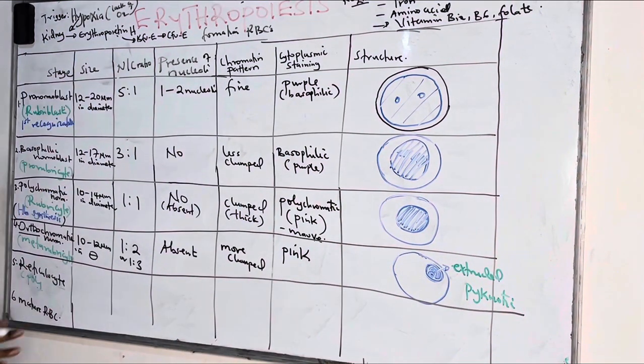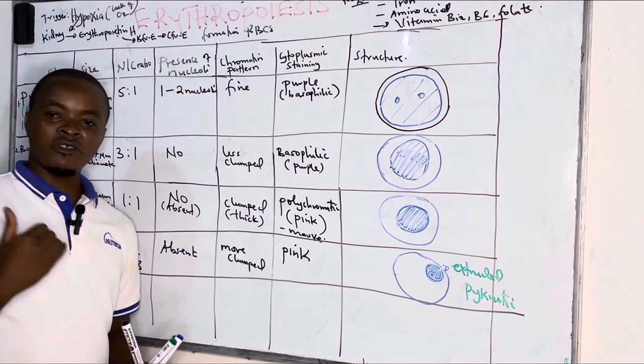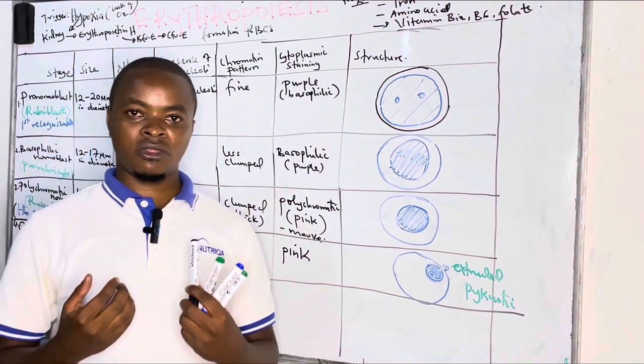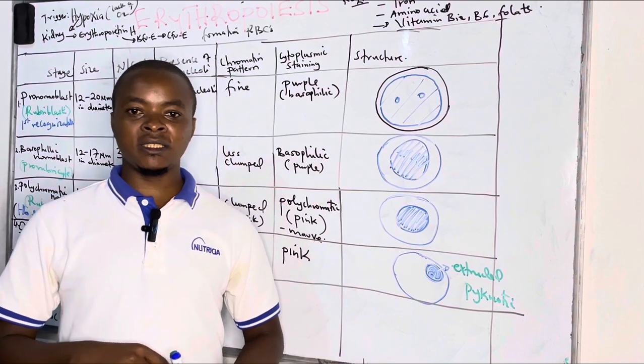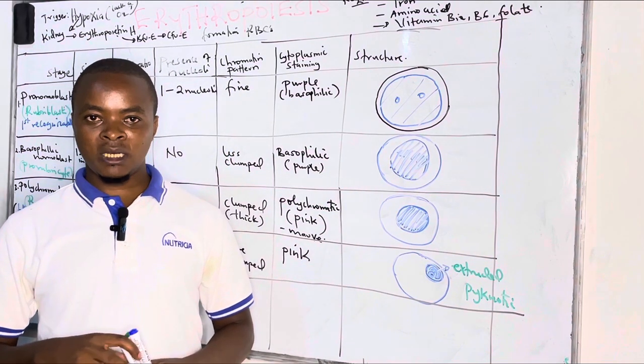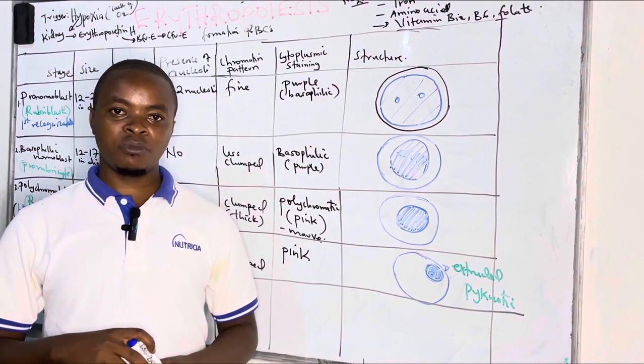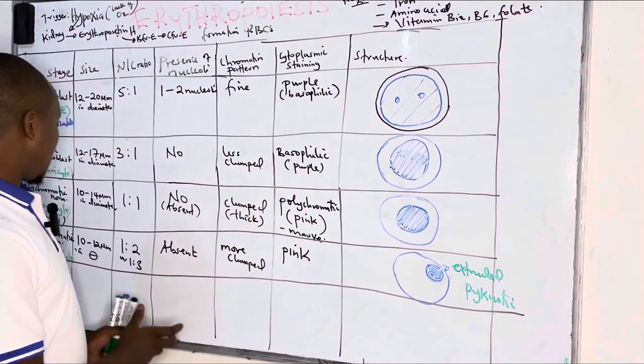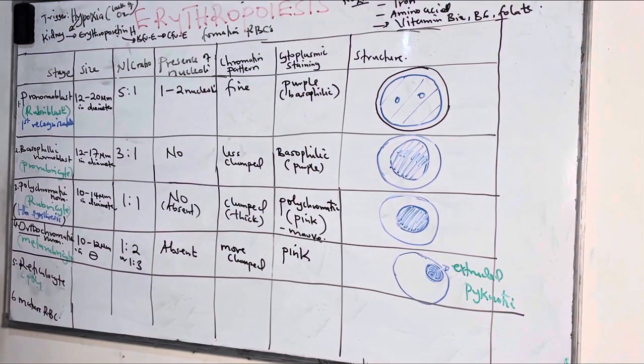The size has to keep on reducing, even the size of the nucleus has to keep on reducing. Then when we go to the reticulocyte, we call them reticulocytes when we stain with supravital stains, like new methylene blue and brilliant cresyl blue. Then we call them polychromatic when we use Romanowsky stains.